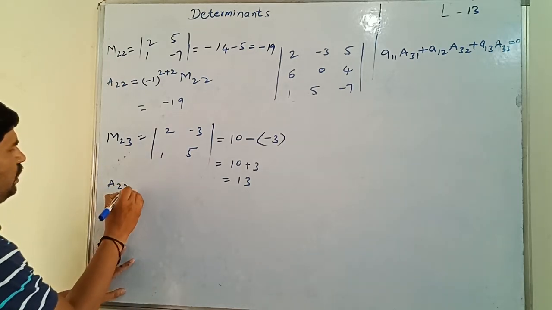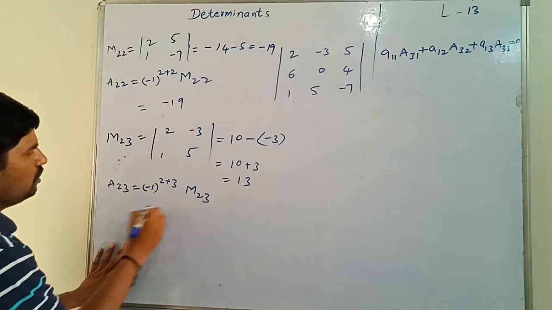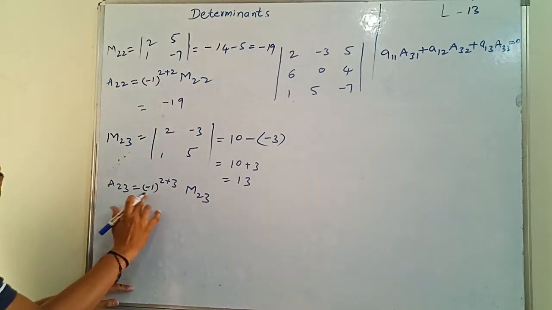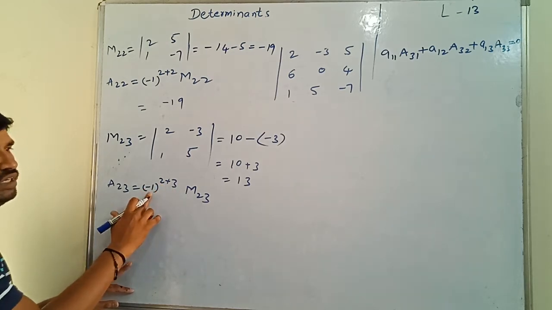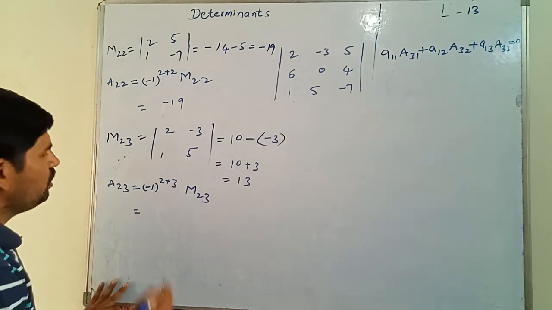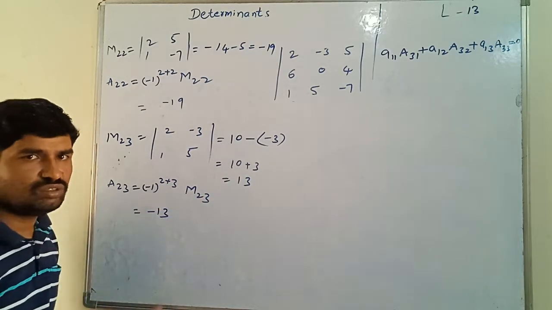The cofactor of this one is a23, minus 1 whole power 2 plus 3. We have done m23. Okay. So 2 plus 3 is 5. The power is an odd number, so that's why it is a negative sign. So minus m23, and the value is 13. So minus 13. It is very simple now.